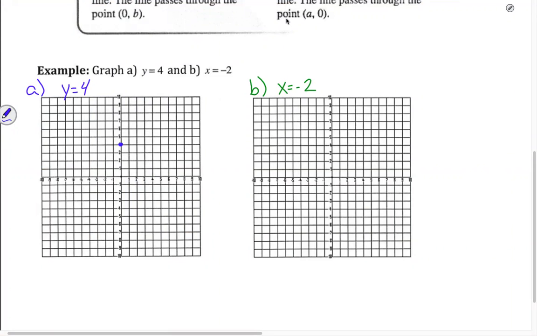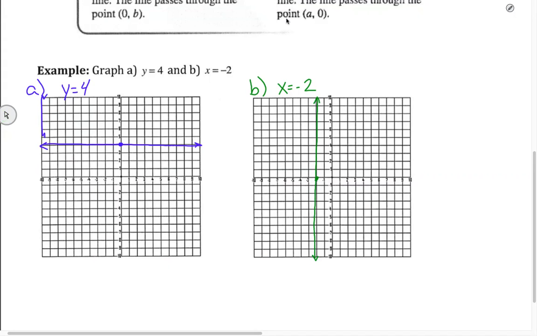So we put a point at 4, and then we draw our horizontal line. Okay. Louis, what type of line is x equals a number? So we're going to go to -2, and we're going to draw a vertical line. And that's it.